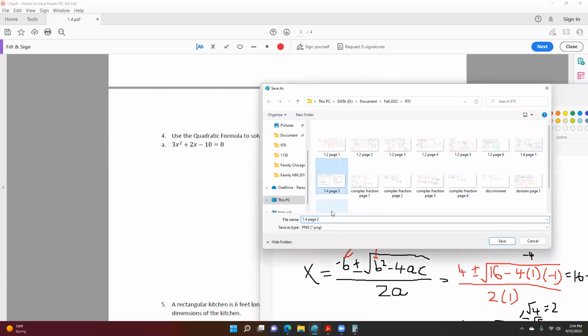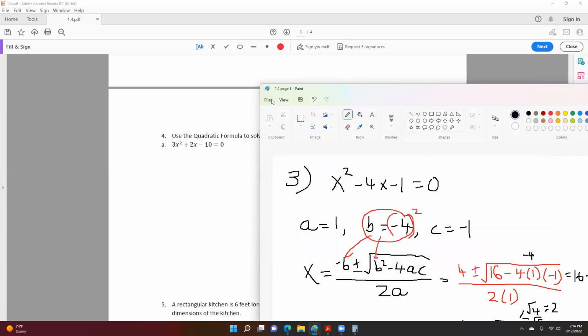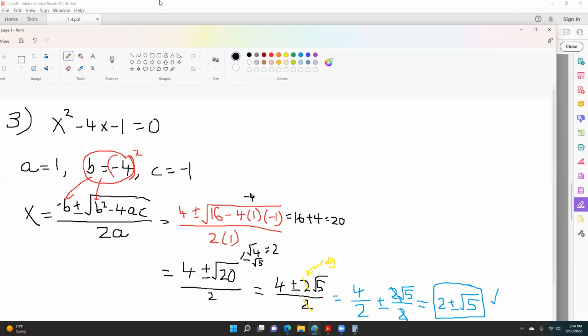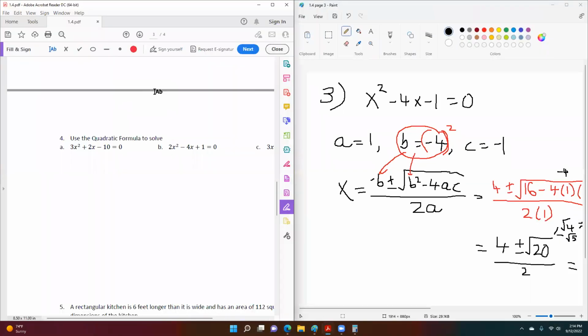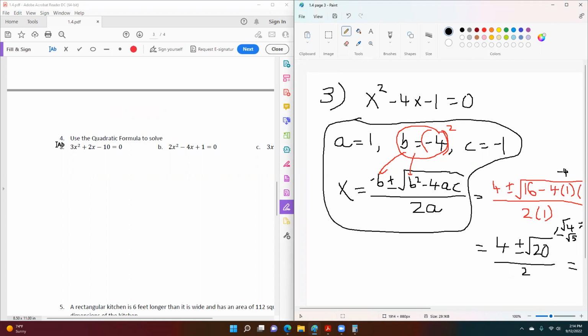Very important formula. And so once again, on number 4A, we have the 3x squared. We can't just plug that in because we have to break it down. No, we are not factoring. We are using the quadratic formula to solve this.